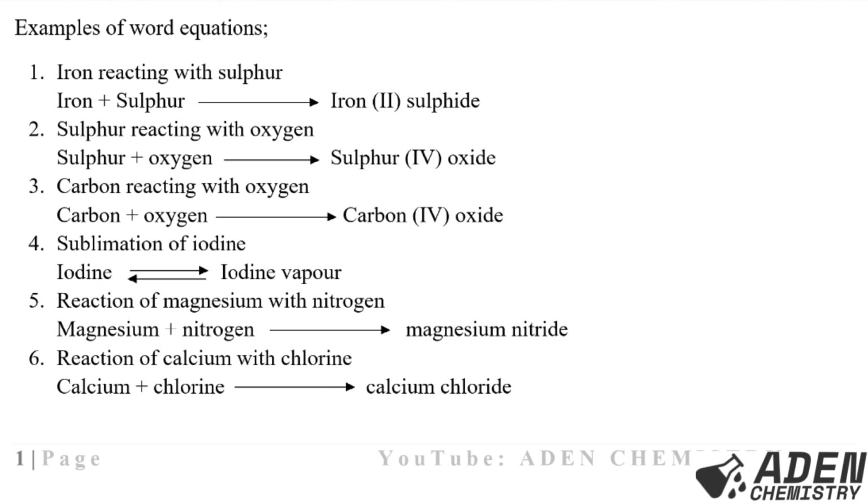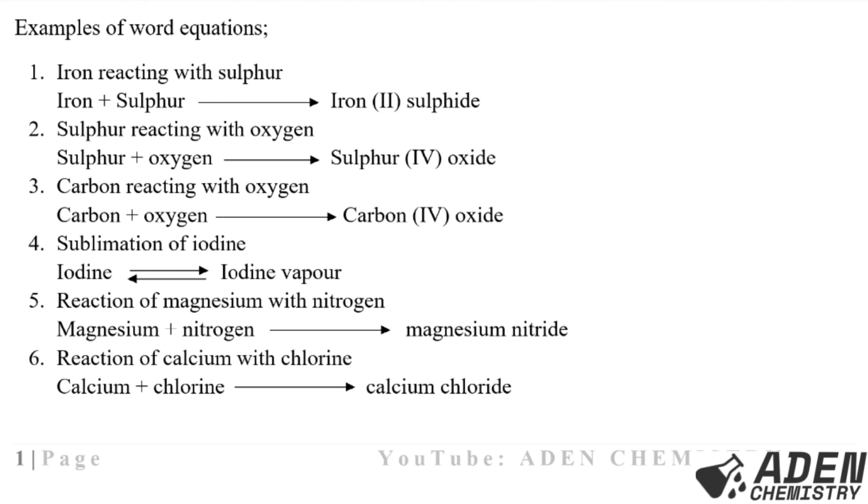So sublimation of iodine is an example of a reversible reaction. A reversible reaction has two arrows moving in opposite directions, showing that the reaction is reversible. Hence, it can proceed in either direction. Example number 5, we have the reaction of magnesium with nitrogen. That means magnesium and nitrogen are our reactants. When they chemically combine, they form a product called magnesium nitride.